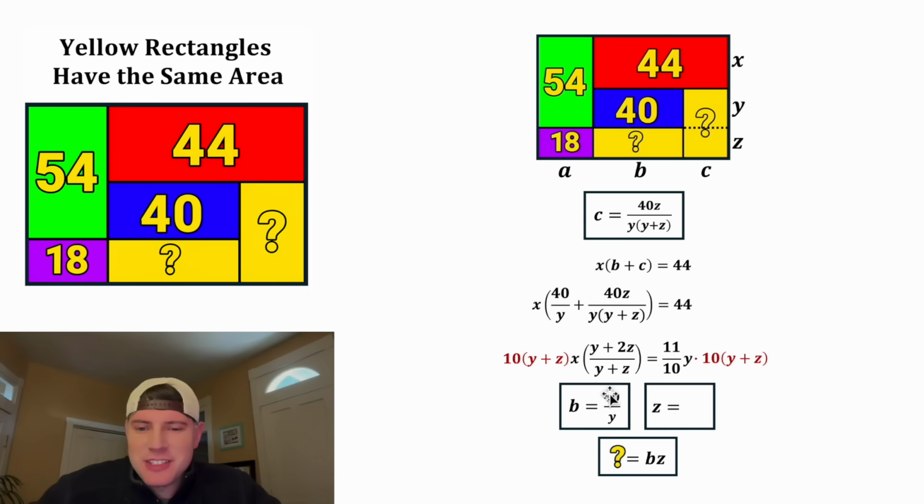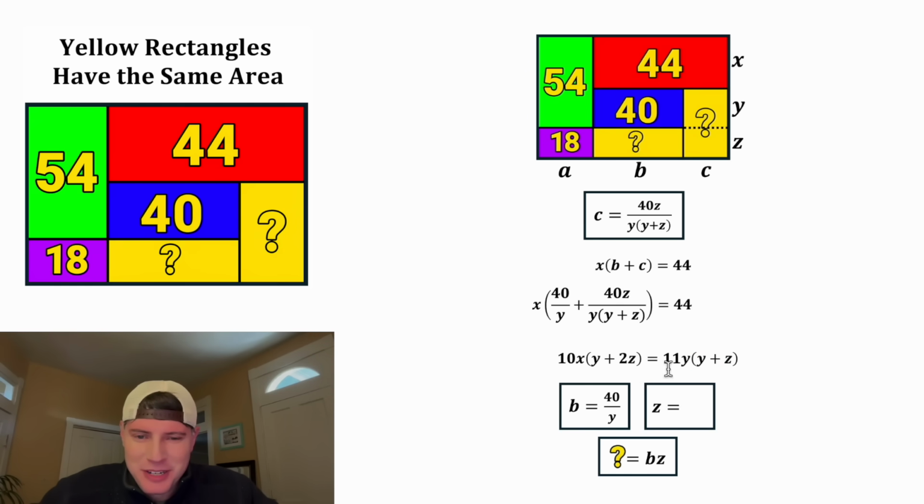So now on the left-hand side, the Y plus Z on top and the Y plus Z on bottom will cancel each other out. And that'll leave us with 10x times the quantity Y plus 2Z. And then on the right-hand side, the 10 on top and the 10 on bottom will cancel each other out, leaving us with 11 times Y times the quantity Y plus Z. I'm not sure what else to do here, but it's definitely important, so let's put it in a box.